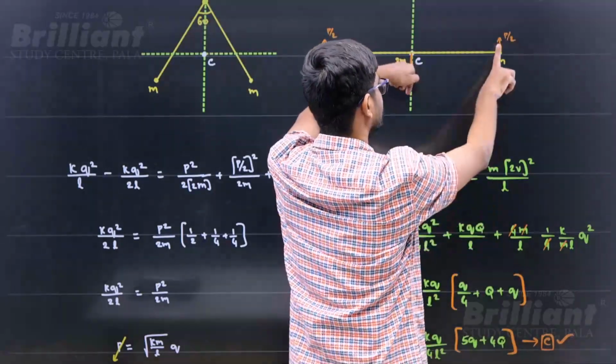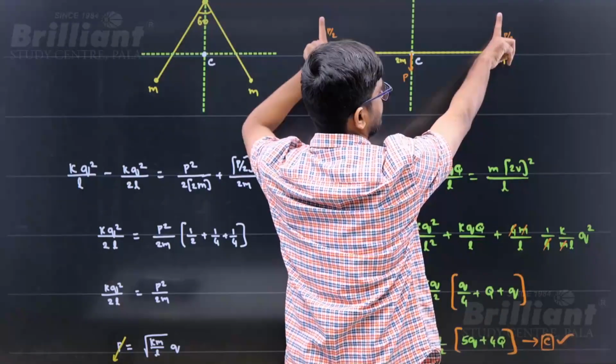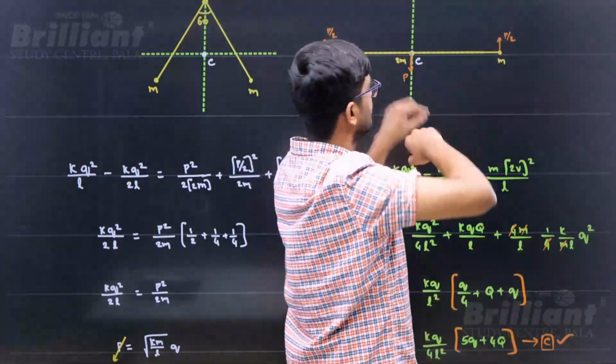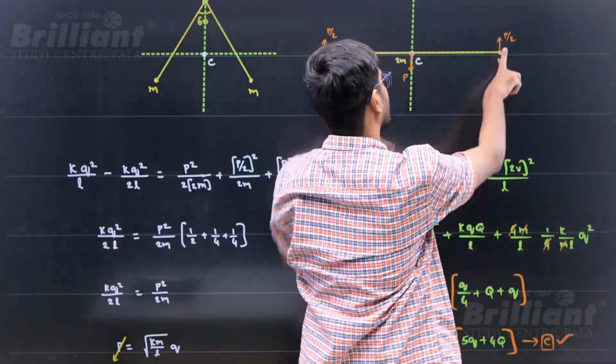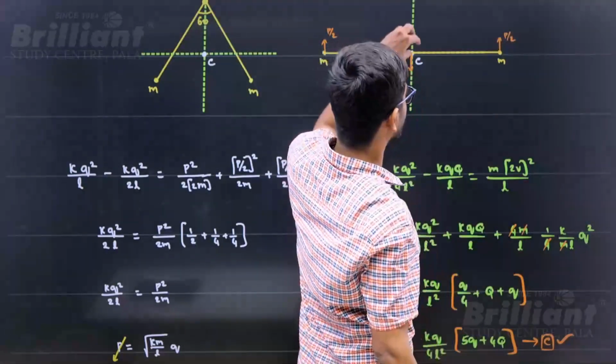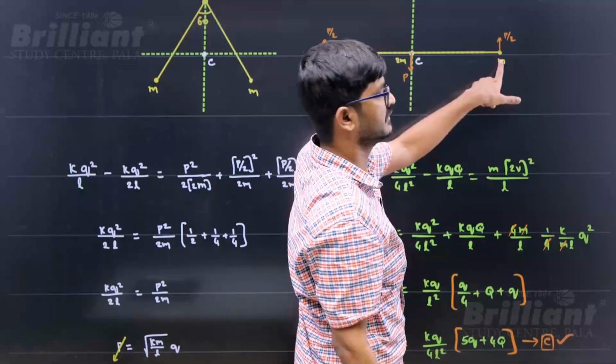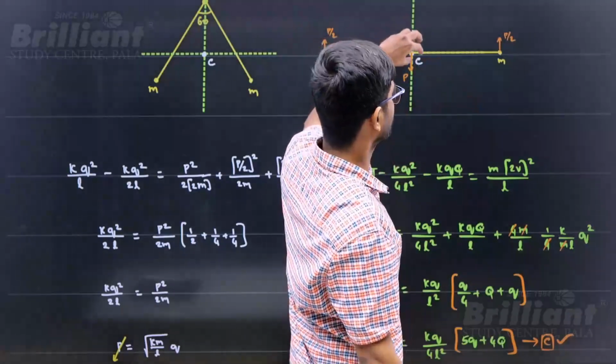Actually this velocity is v, this velocity is v, this velocity is v. So you can see total momentum is 0. But you are observing from this charge, so this velocity is going to be 2v. So with respect to this one, with respect to 2m, this m is performing circular motion. So you need to observe from this one.